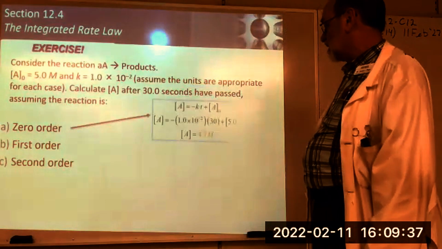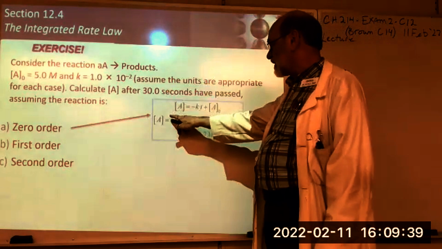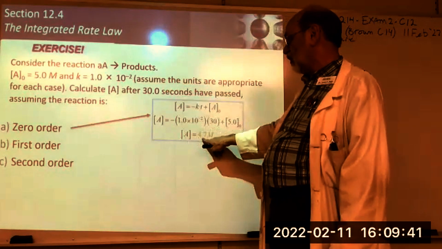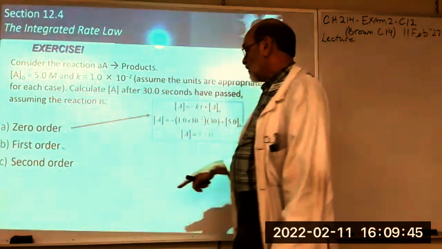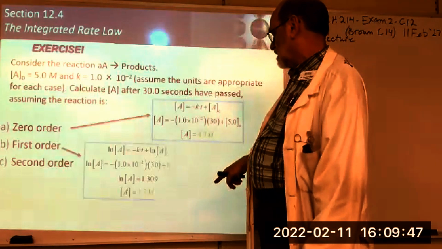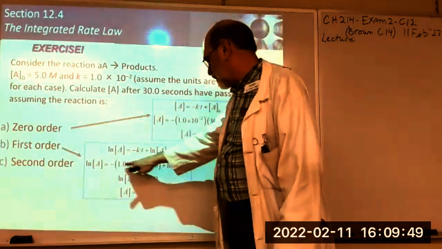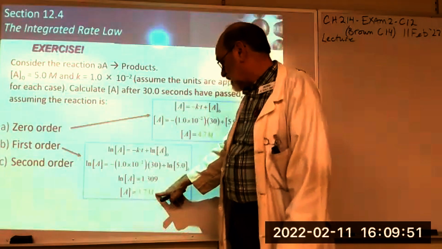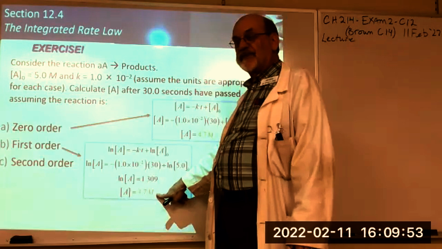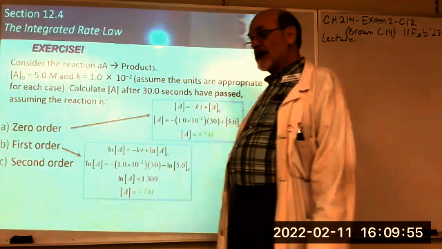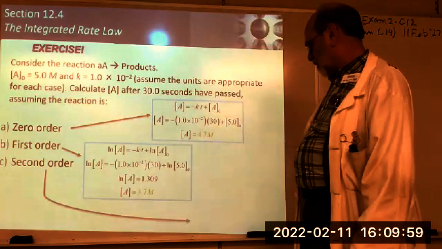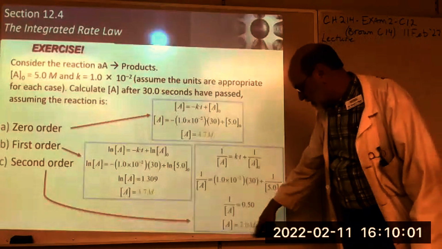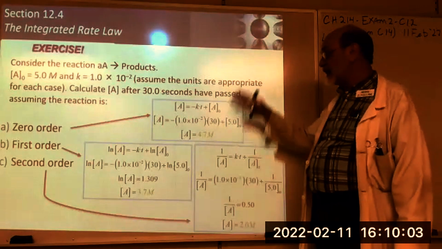If we do the calculation here, we find that after 30 seconds of a zero order, you have 4.7 molar left over. So not much change has occurred. But with a first order, if you do that same calculation, then you're down to 3.7 molar. So the order says that the rate is going faster. And then the second order goes even faster still. You end up with only 2 molar after the same amount of time.